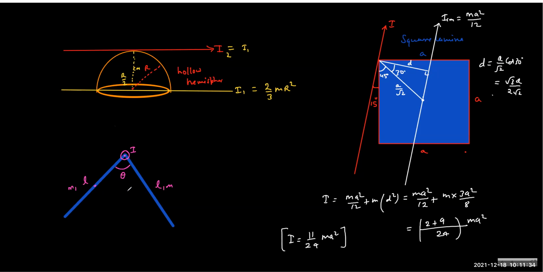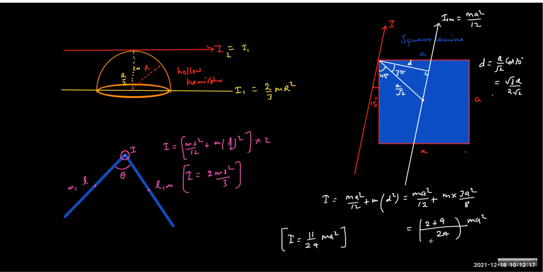Or you can do it with the parallel axis theorem. The center of mass of each rod is L by 2 away, as you can see. So I we can write as ML square by 12, which is I CM, plus M times L by 2 whole square, and the repetition is 2 times. So you make it 2 times, and you get the answer. So I is how much now? 2 ML square by 3. I think this is pretty straightforward.